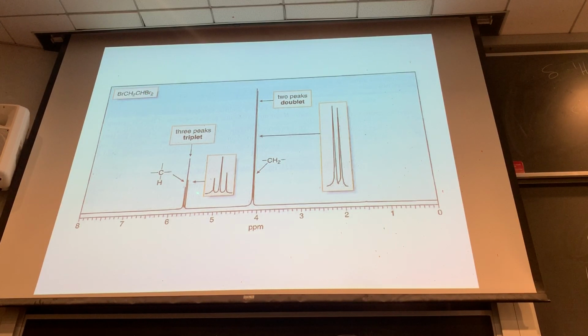Now the triplet down here, why is it further downfield? Well, this methine hydrogen has what? 2 bromides, 2 electronegative groups, so it's further downfield, 5.5. And here's the triplet, because we have the 2 neighbors. And those spin states can be treated quantum mechanically. The equations for it mathematically are very complicated.